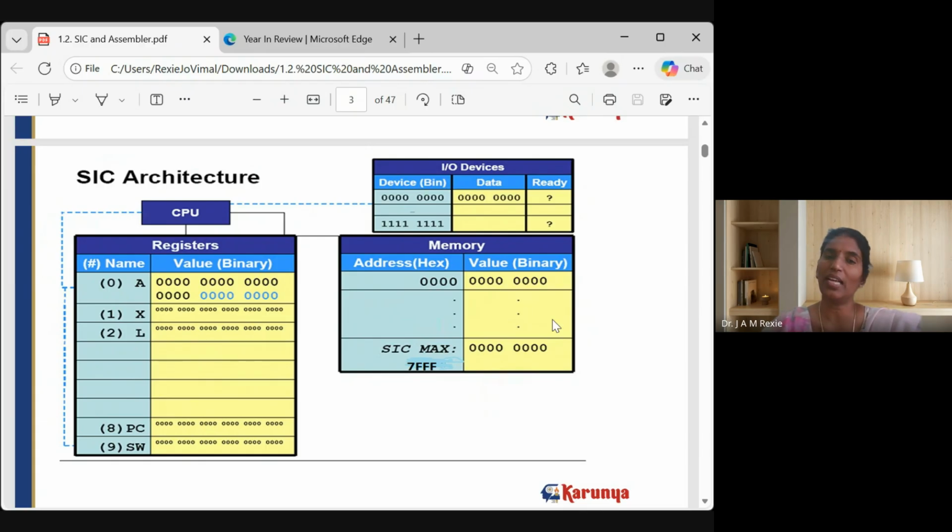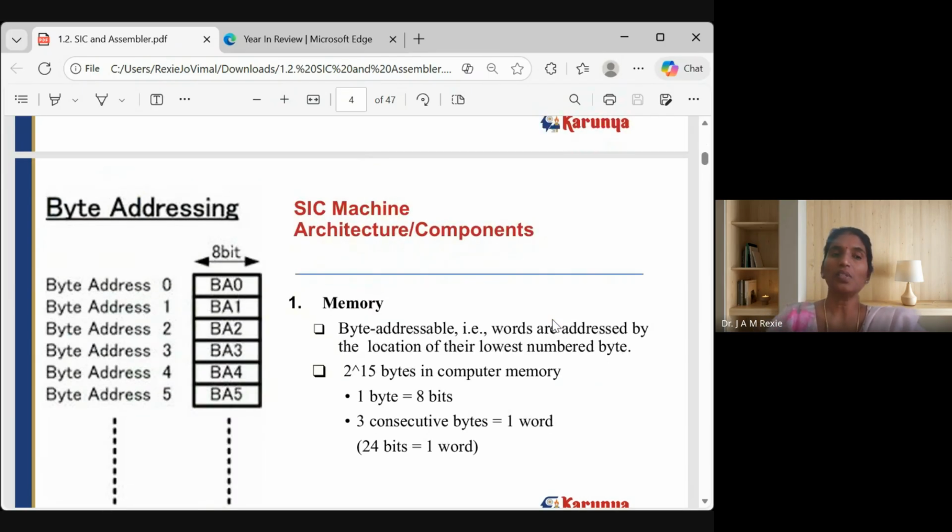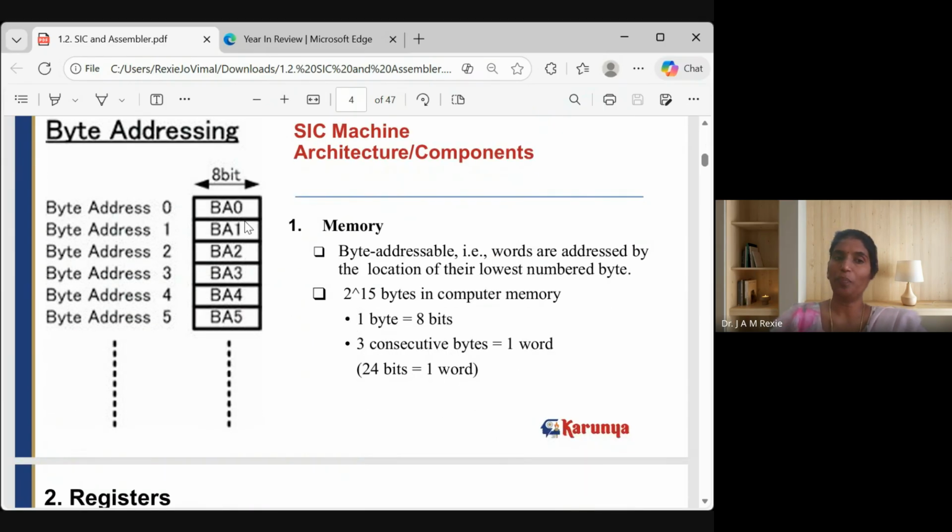And I/O devices represent the input device and output device. Each device is represented by a value of 8 bits. And then we have the memory, which is starting from 4 zeros to 7 triple F, so 15 bits can be used for representing the memory address. So the total memory space available in this hypothetical computer is 2 power 15 bytes. And here byte addressing is used. So it starts from byte address 0, and 8 bits as usual make 1 byte.